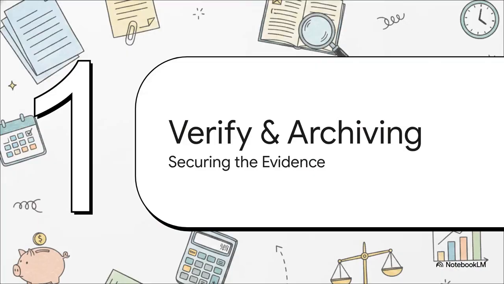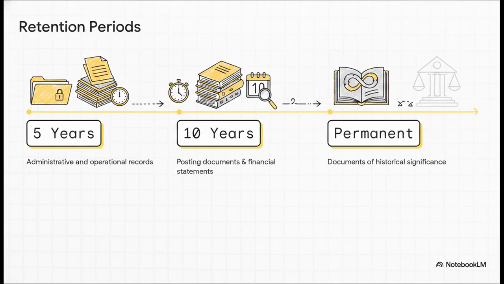Which brings us to our final stop, Section 6, verification and archiving. After all the action of a transaction is over, the evidence has to be protected in its final resting place. And the law actually dictates exactly how long a business has to protect its DNA. According to Article 41 of the Accounting Law, administrative and operational records have to be kept for at least 5 years. The heavy hitters, like posting documents and financial statements, those must be retained for a solid 10 years. And what about documents of true historical significance to the company? Those are kept permanently. This just ensures that if an auditor or tax authority comes knocking a decade later, your evidence is ready to go.